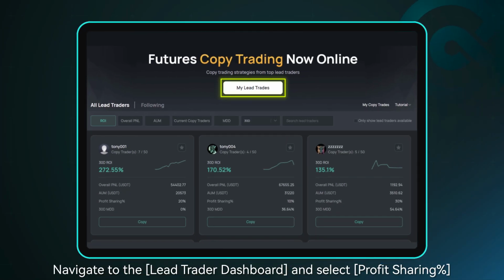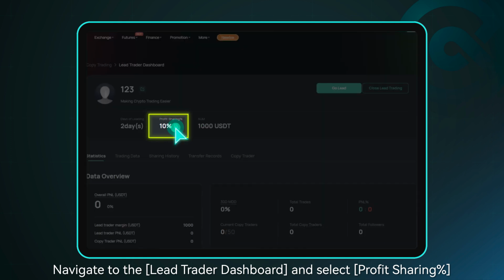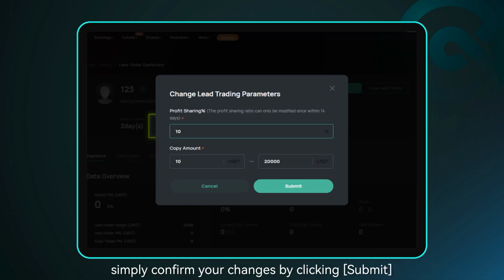Navigate to the Lead Trader dashboard and select Profit Sharing Sent. Simply confirm your changes by clicking Submit. Kindly note that the profit sharing ratio can only be modified once within 14 days.